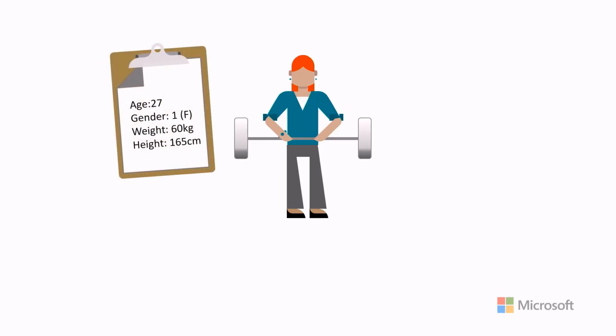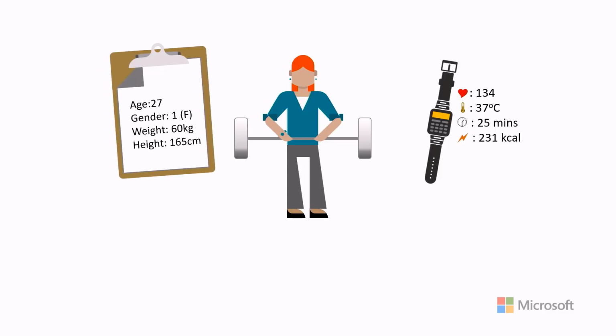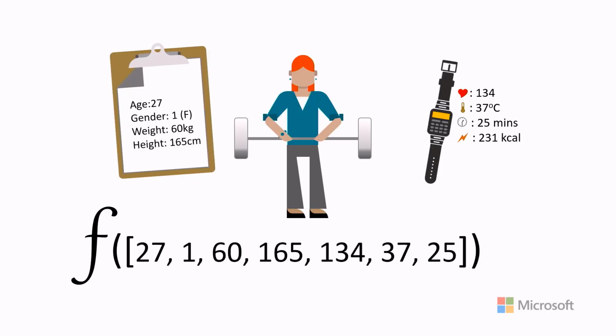Now we gathered some data about Rosie when she first signed up for the study, and while she's exercising we'll capture more data using a fitness monitor. Now what we want to do is model the calories burned using the features we have for Rosie's exercise, her age, weight, heart rate, duration, and so on. And in this case, we know all of the features and we know the label value of 231 calories.